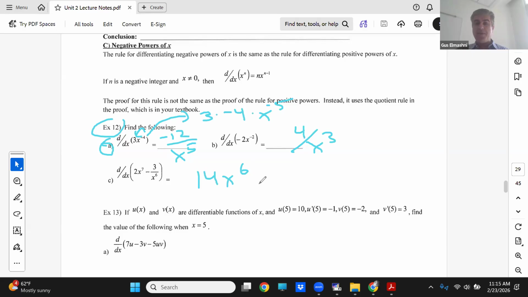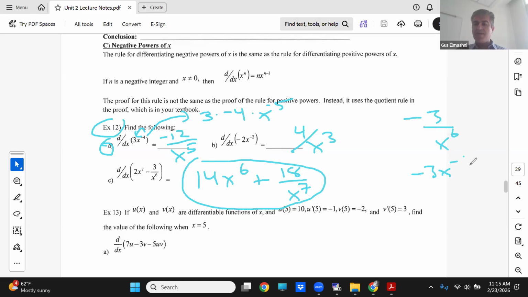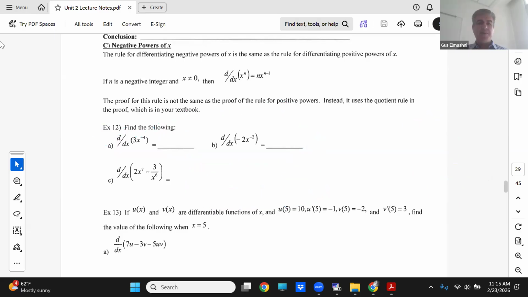And I'm going to do this in my head, but I could make a mistake. Let me know if you disagree with me. You can totally disagree with me if you want, but I think I'm right. That's because we have -3x over x^6. That's -3x^-6, which is 18x^-7. Cool. All's good. Sweet. Okay, any questions? All right, let's keep moving.